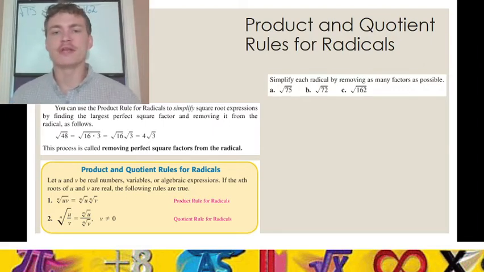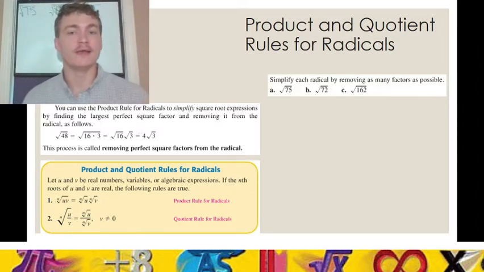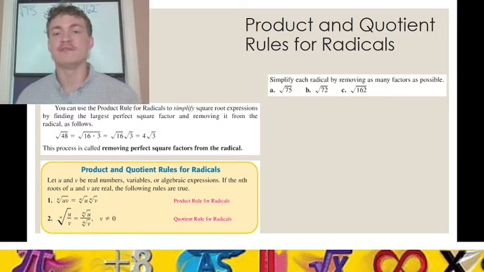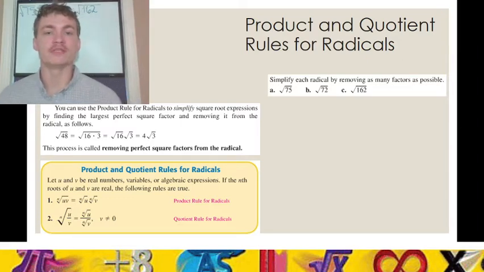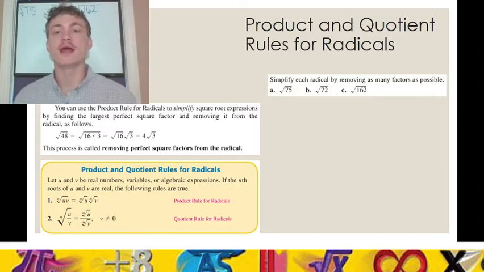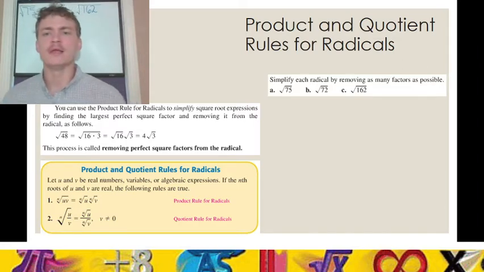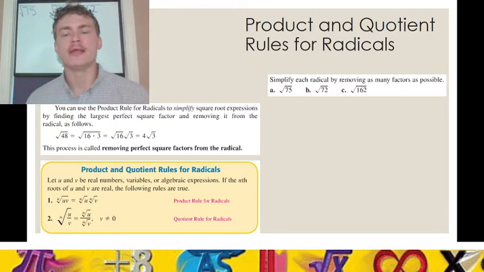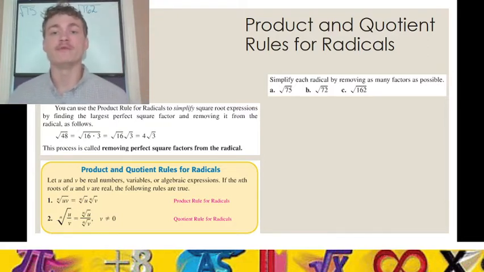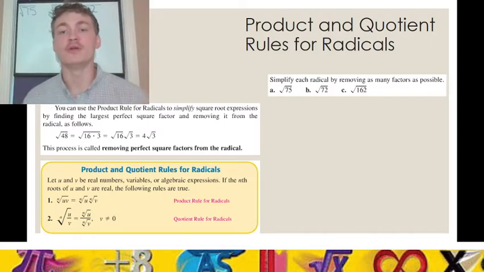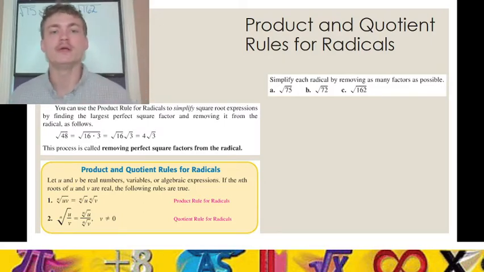7 squared is 49, 8 squared is 64, 9 squared is 81. So 75 and 72 are between 64 and 81. Thus, the square root of 75 and the square root of 72 will be somewhere between 8 and 9. Now 162: 12 squared is 144, 13 squared is 169. Thus, the square root of 162 will be some number between 12 and 13.